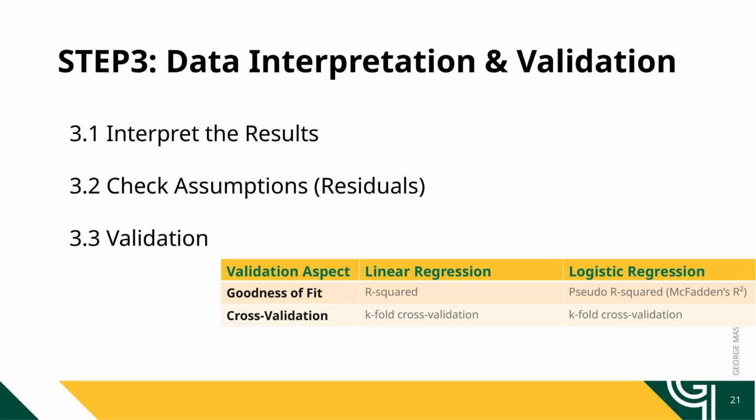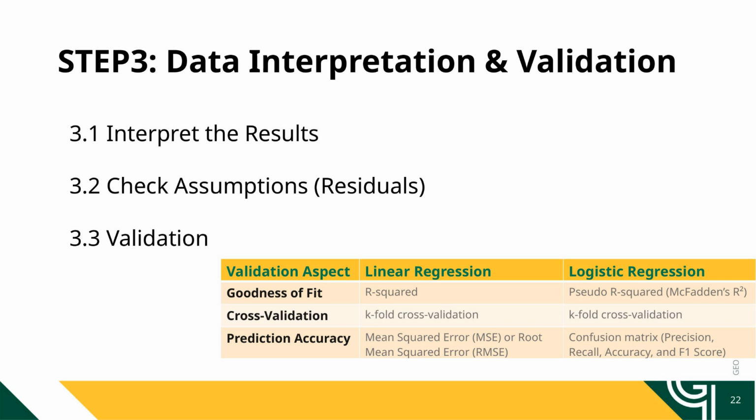Cross-validation can assess how well models generalize to new data. K-fold cross-validation is commonly used to evaluate the model's performance and avoid overfitting. Linear regression uses mean squared error, or root mean squared error, to evaluate the accuracy of predictions. A confusion matrix is used to evaluate classification performance for logistic regression.